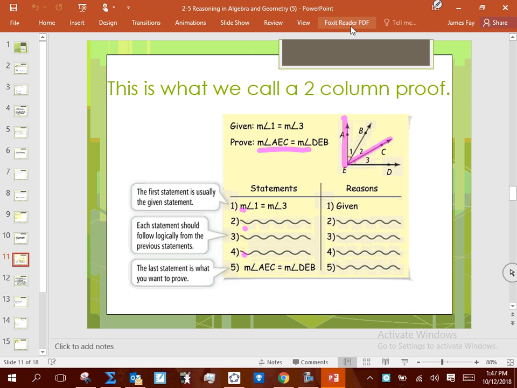Those properties, those definitions, those other postulates are going to be all on your reason side. So the why of something. And we jam all that stuff together, have a bunch of statements, and then the valid why of why those statements are true. And if they're all true, then that last one has to be true. And we've effectively then proven our goal that we set out on.